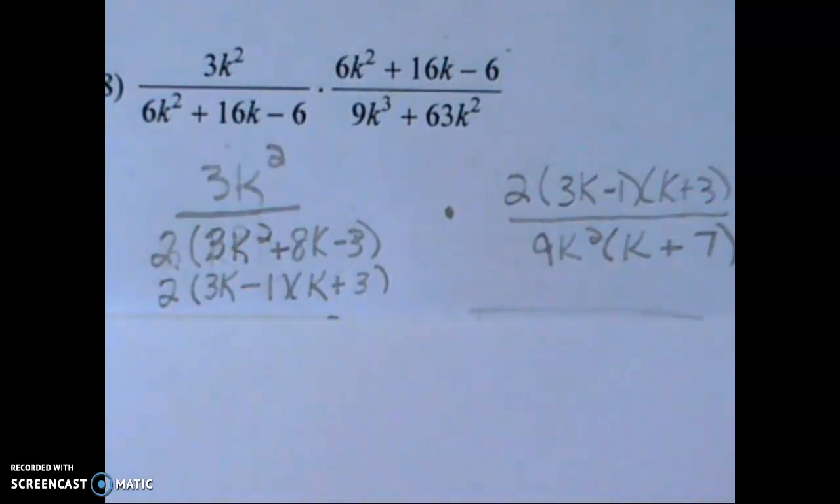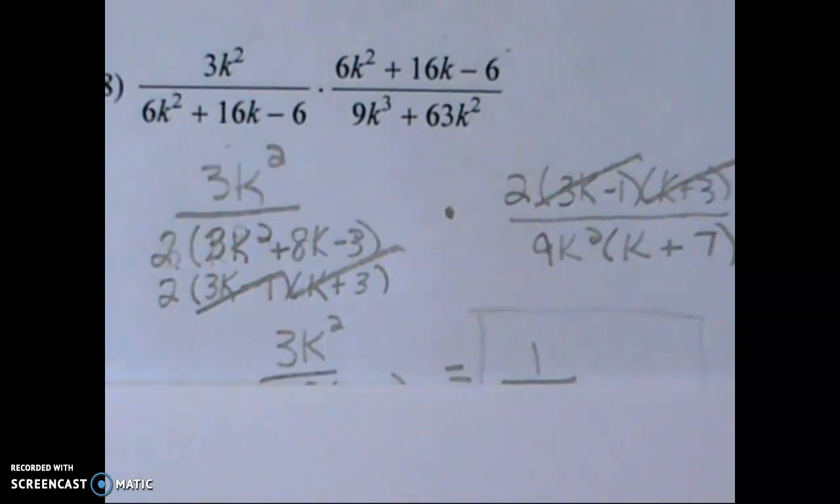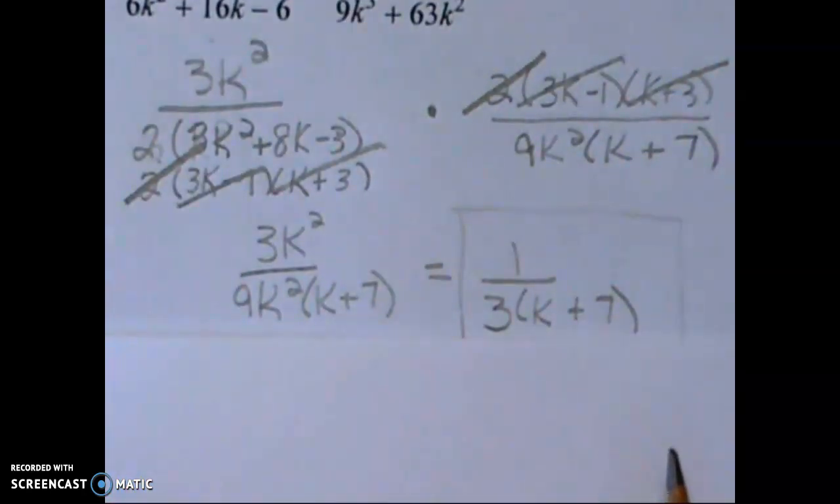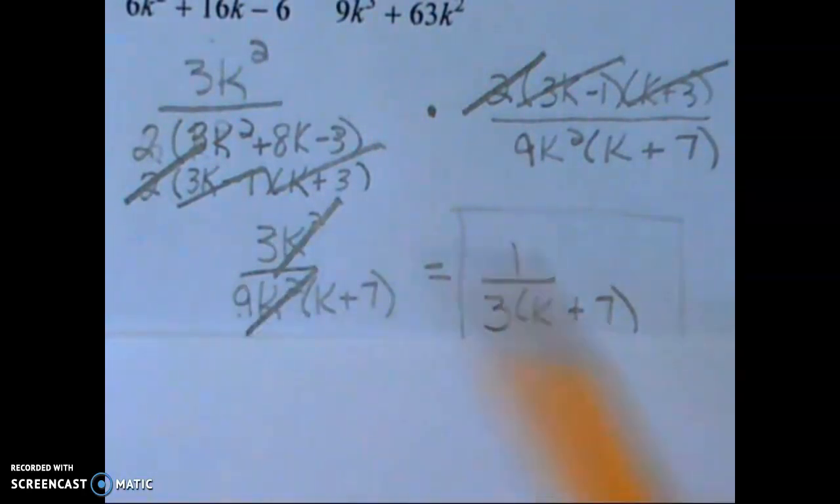Factor, cancel, factor, cancel, factor, cancel. Let's cancel. Okay, 3k minus 1, k plus 3. That's it for the binomials. Let's combine what's left. Oh, these 2's can go too. 2 and 2. What's left is 3k squared over 9k squared times k plus 7. In here, your k squareds cancel. 3 over 9 simplifies to be 1 over 3. And you still have that k plus 7.